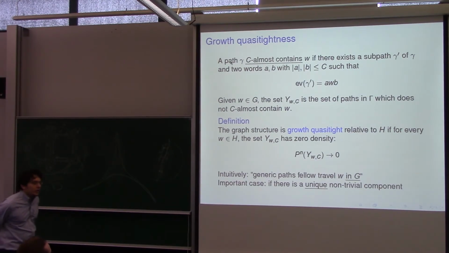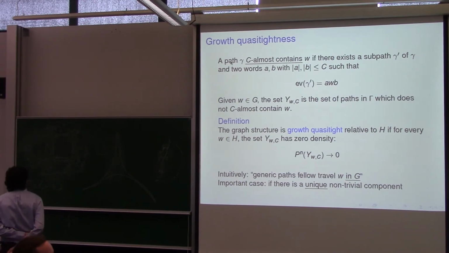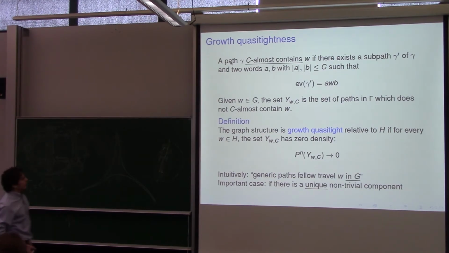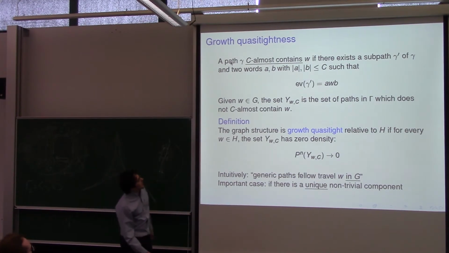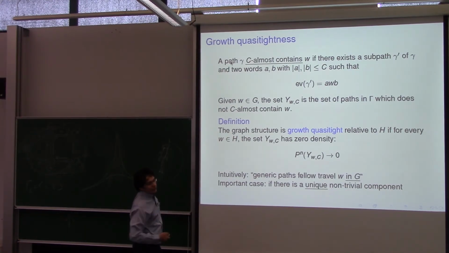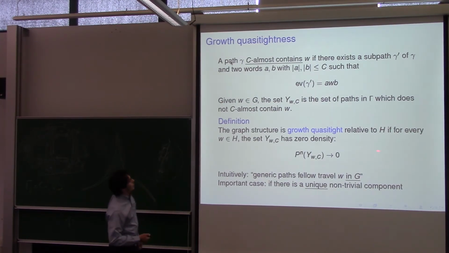A generic word in the free group contains the letter A. Right. Well, but you see, this is containing in this kind of weak sense. So you're allowed a prefix and a suffix. And gamma prime can be as short as you want? Well, it cannot be that much shorter, because it's more or less the length of W, since A and B have uniformly bounded length. Compared to gamma, it could be very small. Yeah, gamma prime could be much smaller than gamma. That's exactly right.